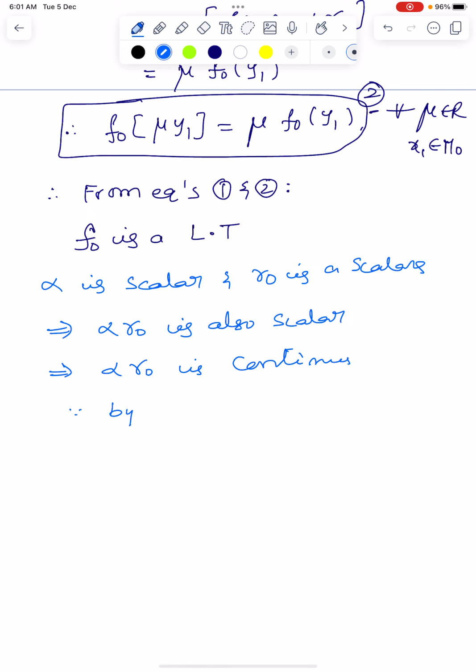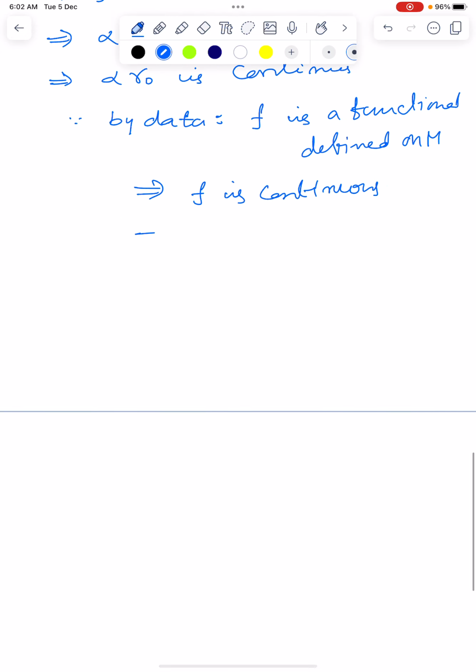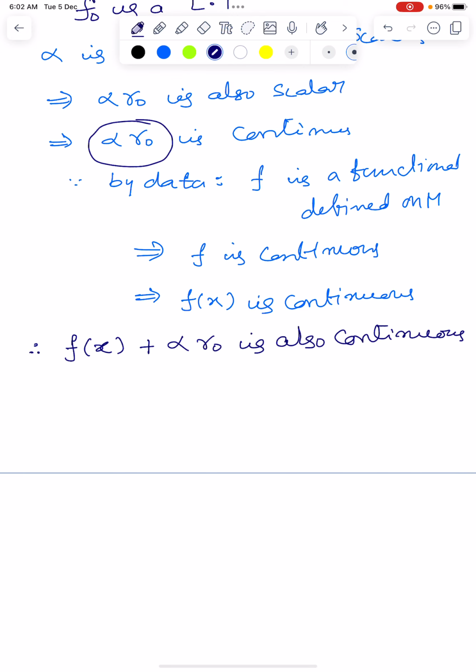And remember that by data, f is a functional defined on capital M. So every functional is continuous. Therefore f is continuous, which means the function f of x is continuous. Now f of x plus alpha r naught is also continuous. Why? Because the sum of two continuous functions is continuous. Already we showed that alpha r naught is continuous and f of x is continuous, so their sum f of x plus alpha r naught is also continuous.